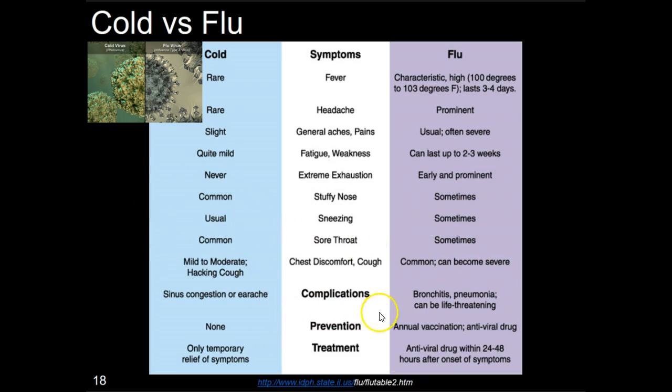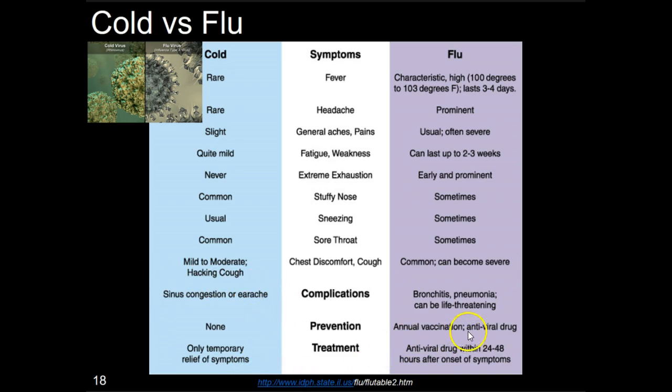One of the things that I wanted to point out here were the complications. So the complications for the flu can be quite traumatic, including bronchitis, again, inflammation of the bronchial tubes, and pneumonia, which can be life-threatening. This pneumonia can take weeks or months to recover from. Whereas the complications from the cold are relatively minor, sinus congestion or earaches.